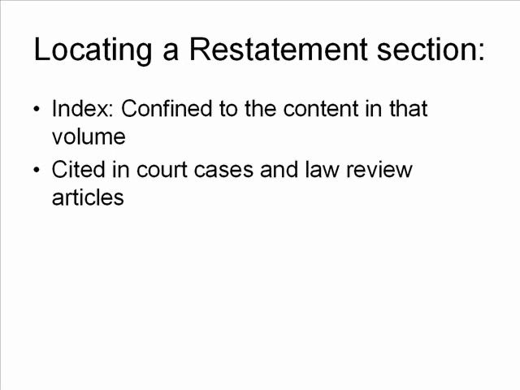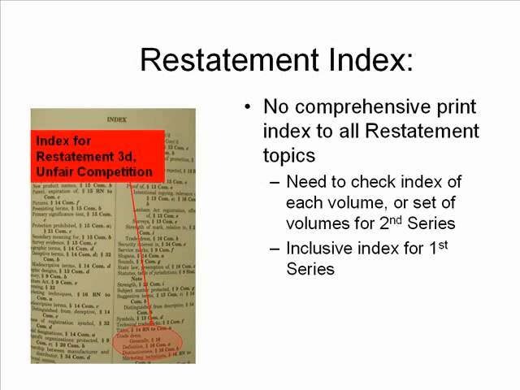In terms of locating a restatement section using the print volumes, the best way to go about this is using the index. Unfortunately, there is no comprehensive index, so you'll have to use the index for each volume of the restatements. Plus, you might find a restatement section cited in a court case or a law review, so that'd be another way of finding out about what section of the restatements of the law might apply to your situation.